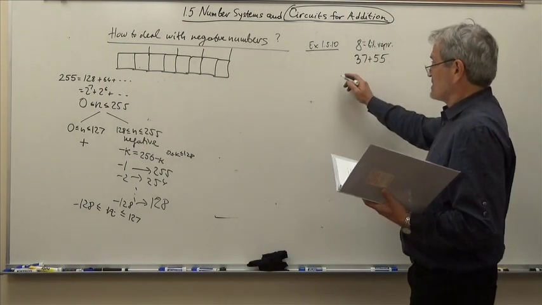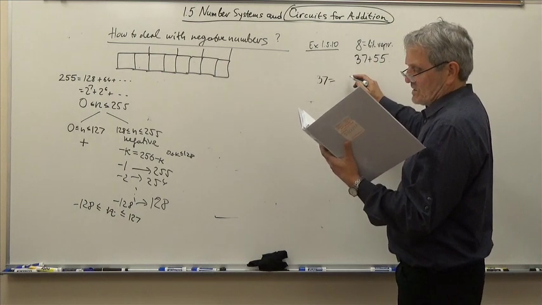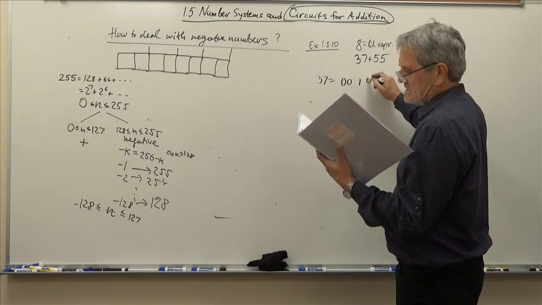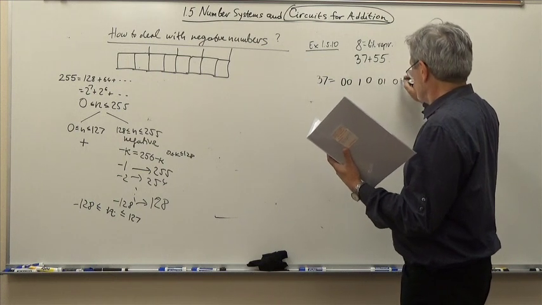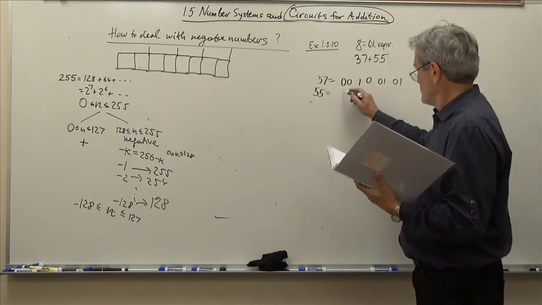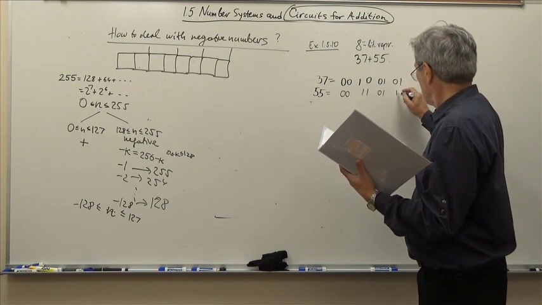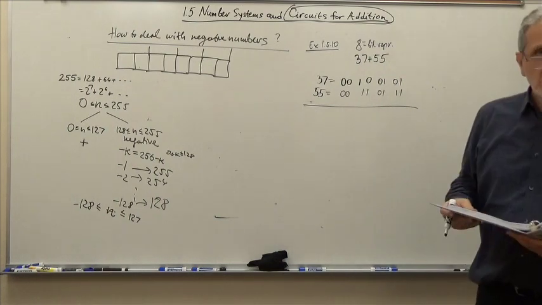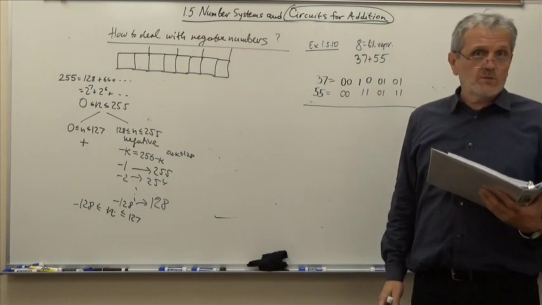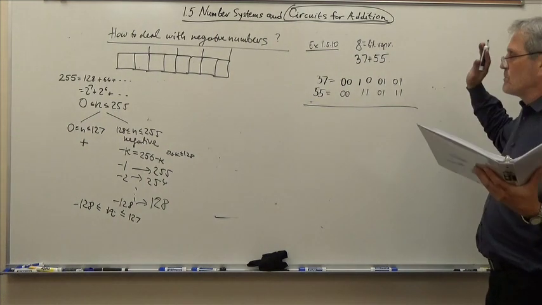So here's what you do. I'm going to just copy from my notes the binary representation. So 37 is 00100101. Then you represent 55 the way we explained, which is 00110111. Since their sum will be below 128, we'll just get a positive number up to 127. Everything will work perfectly well. Just add them up, no troubles.